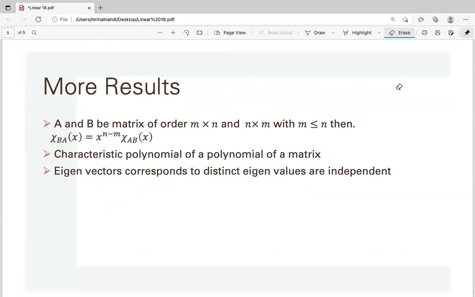Now, some more results. One very interesting and important result is this. If A and B are two matrices of order m cross n and n cross m, with m less than n, then the characteristic polynomials of AB and BA are related like that. Here chi means characteristic polynomial, and it is in x. Now the proof idea is this.